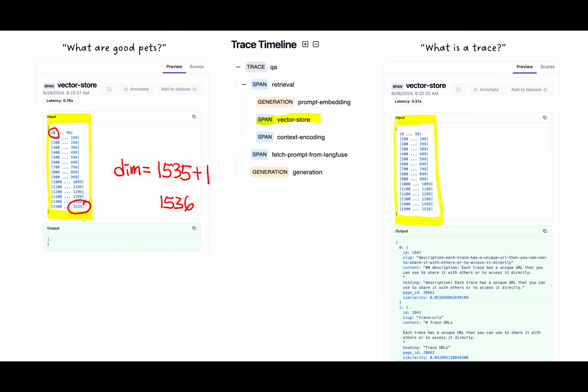You know it's doing the right thing. And a vector store is supposed to take input vectors with the same dimension. If you happen to feed a vector store a vector with a different dimension, there's something wrong, so you have to debug.